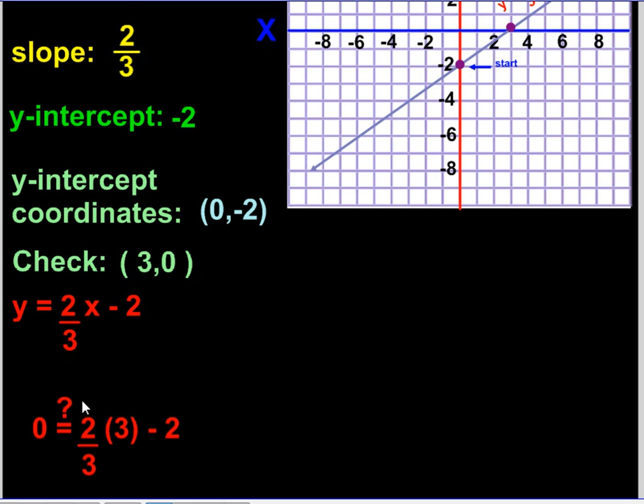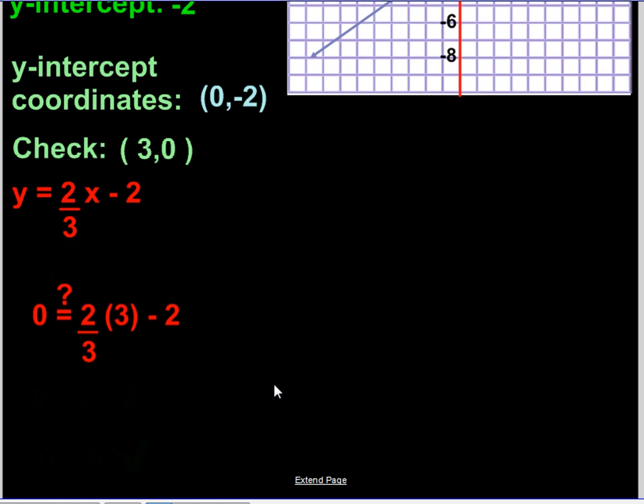And I should put a question mark over the equal sign because I'm not sure yet if this actually works out. But I know that once I start this, the 3's cancel out, which is going to bring me to 0 equals 2 minus 2, which is then going to bring me to 0 equals 0. So my check does work.